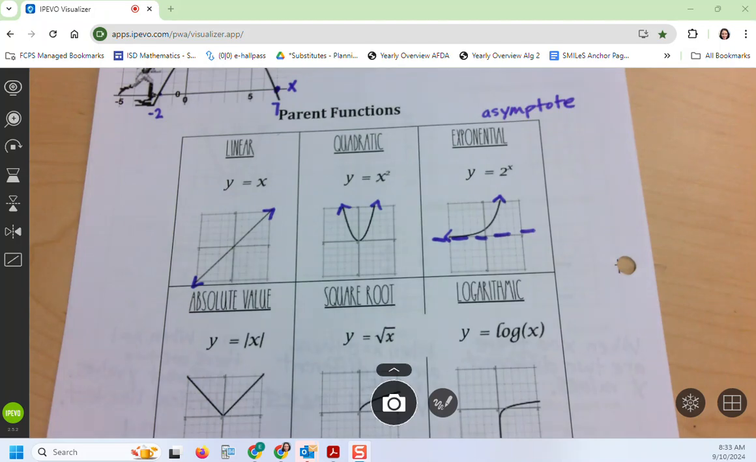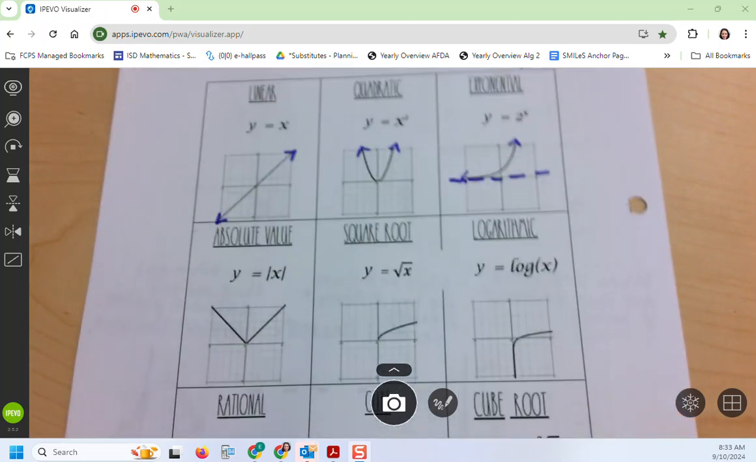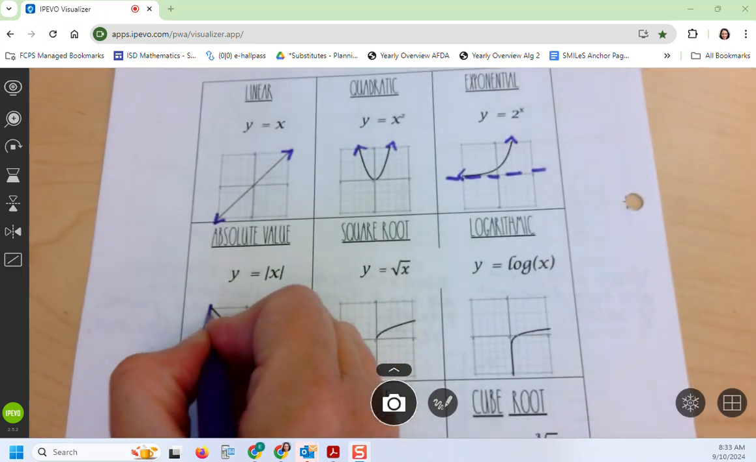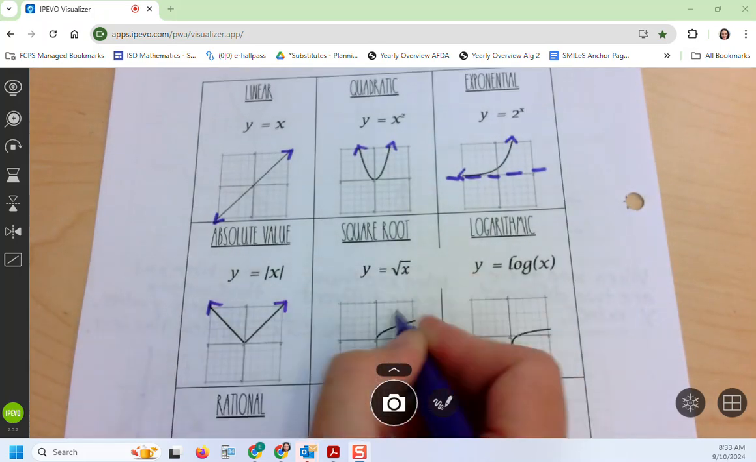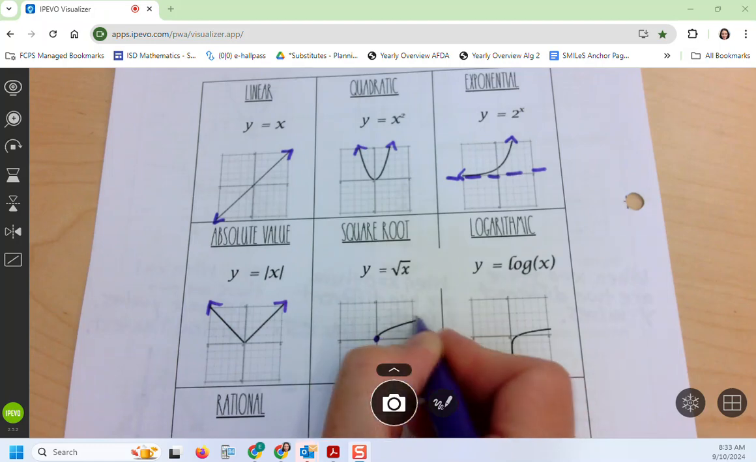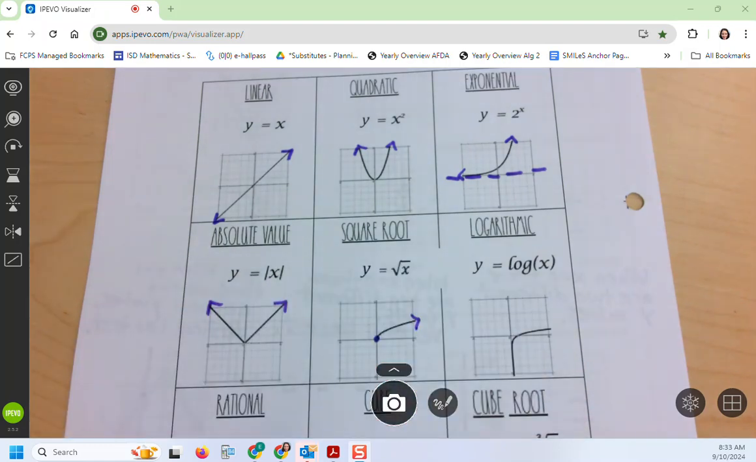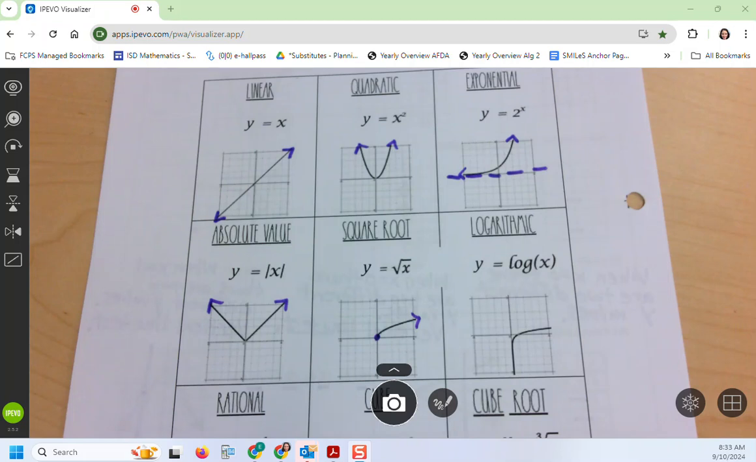All right, absolute value has two arrows, but be careful on the square root. The square root has one end point and one arrow. Logarithm is interesting, first of all, because there's like a whole word in your equation there, right? Logarithm is also interesting because it is the inverse of the exponential function. So think about that word inverse.